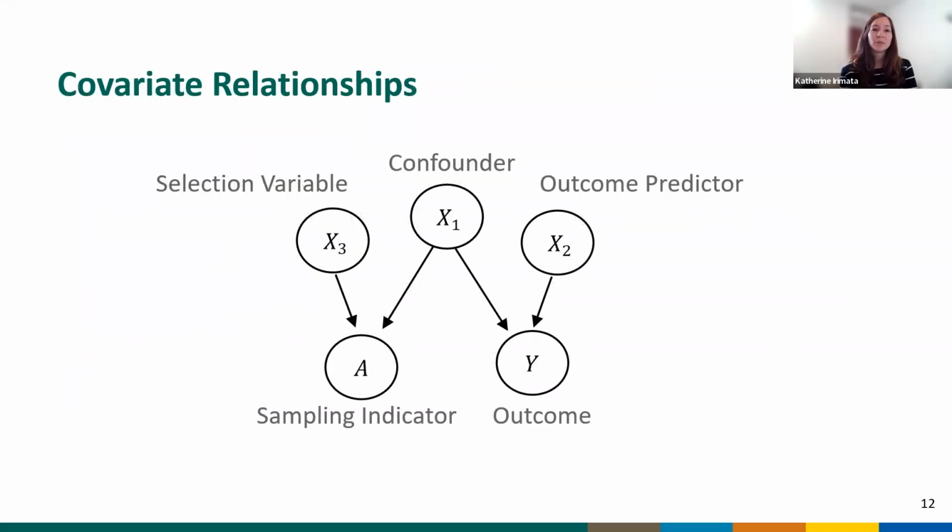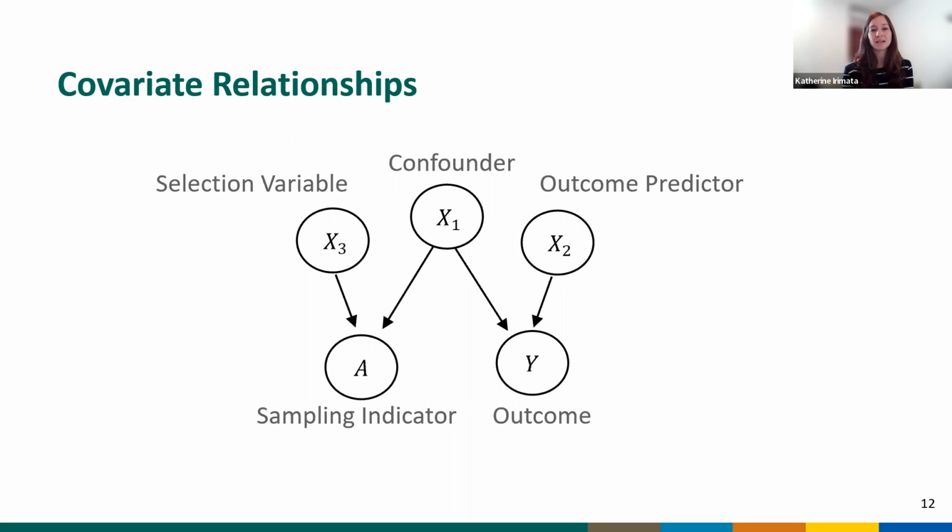So here is an example of a DAG. We can display the covariate relationships that I just described using this graphical tool. DAGs were developed for causal interpretation, but in this case, we're not interested in the actual causation, but we want to understand the covariate relationships that exist.